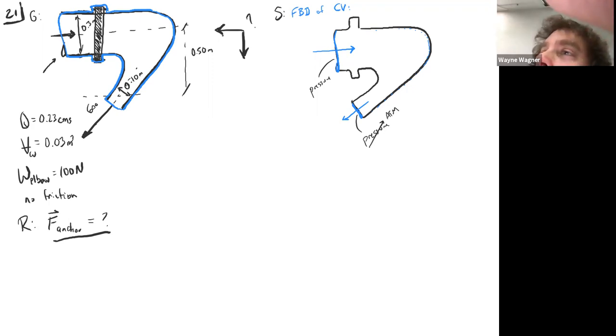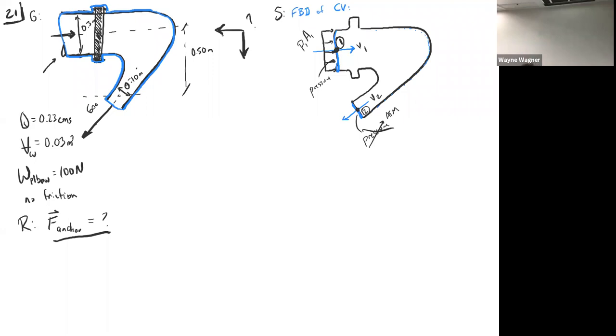The pressure here is not atmospheric. So I'm going to draw it like that. I'm going to call this point right here point 1 because I want to be able to label it. I'm going to call this point 2. So this is going to be V2. This will be V1. This force right here is going to be P1 times that area. And there's no pressure down here, so we're not going to worry about it.